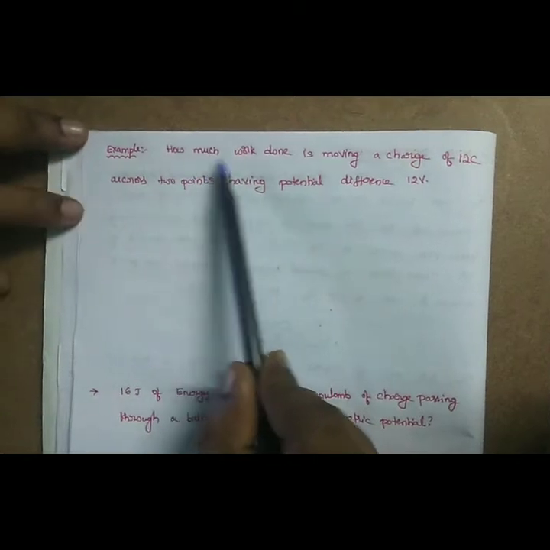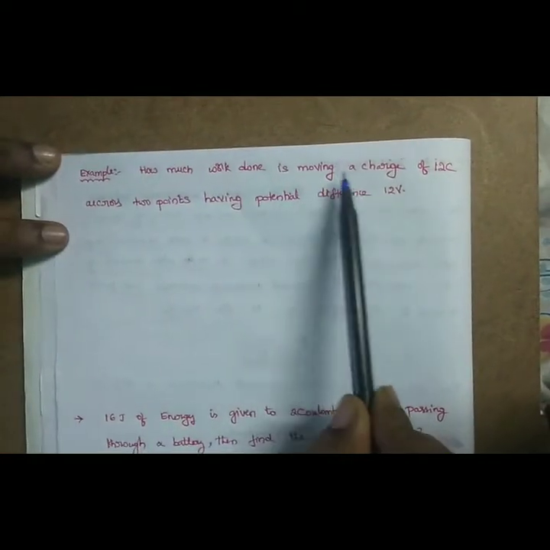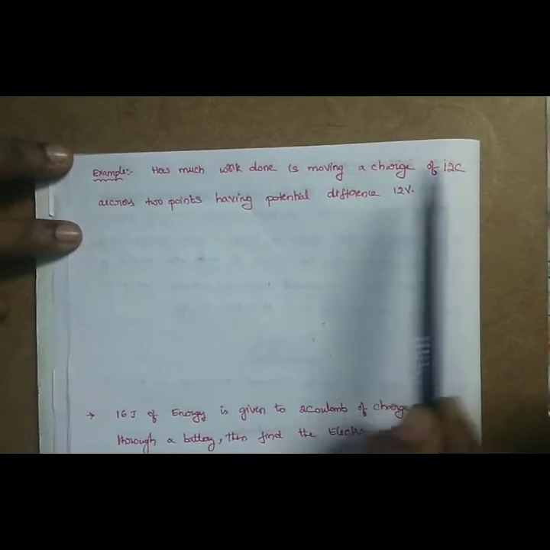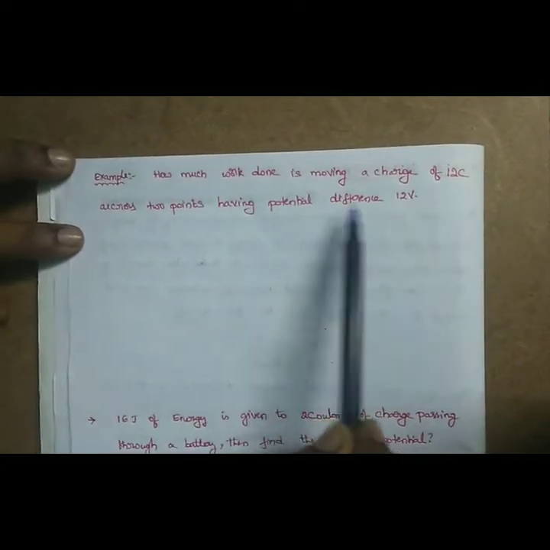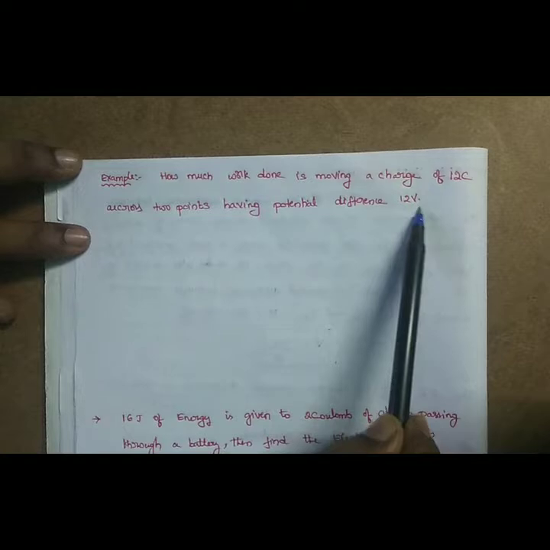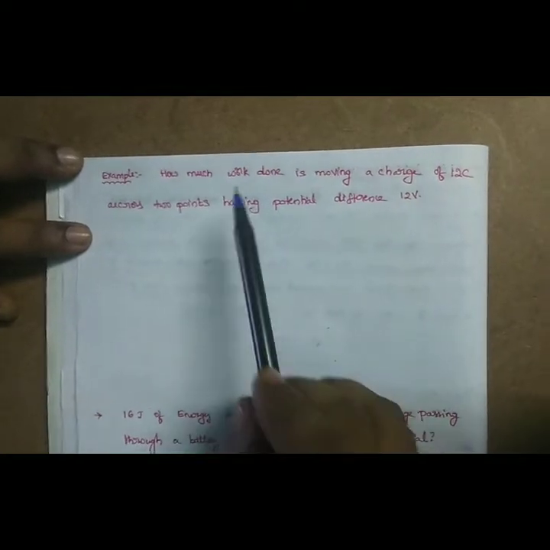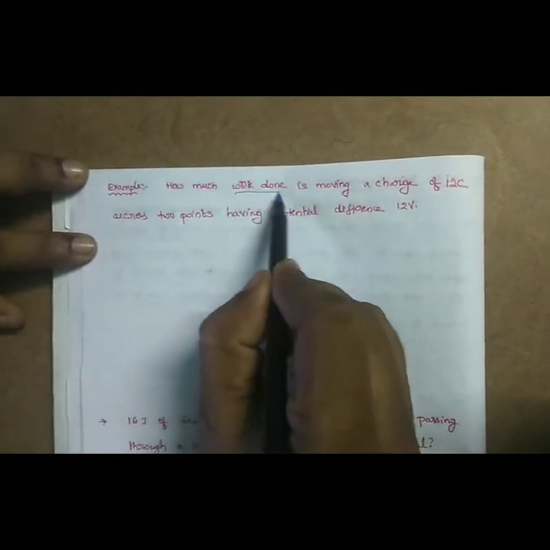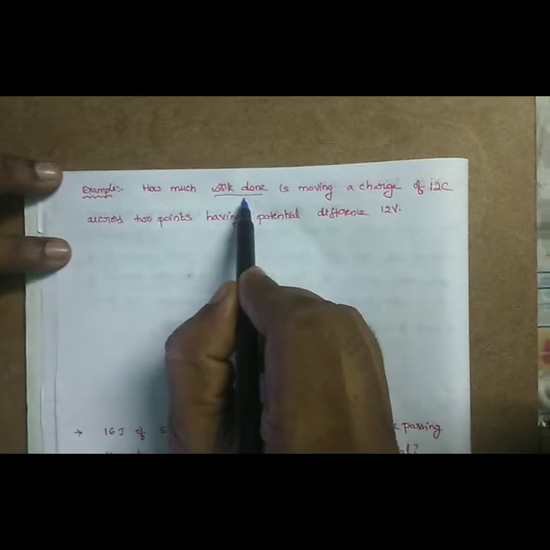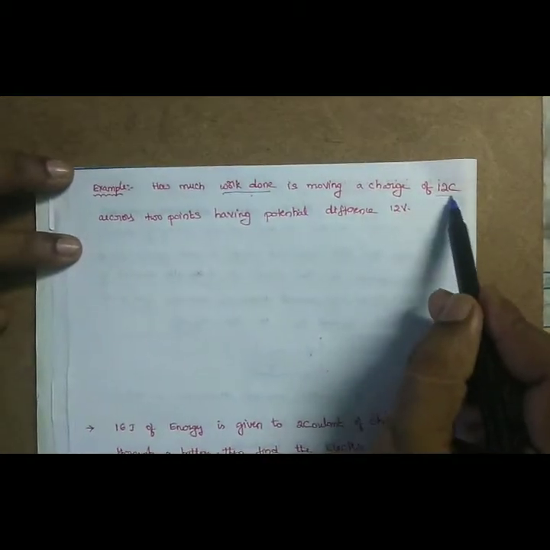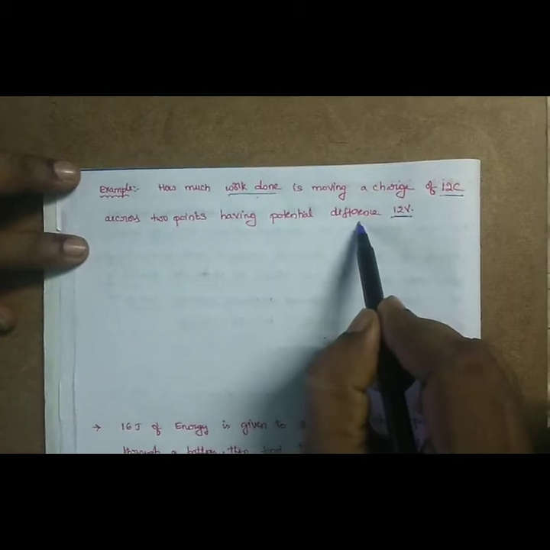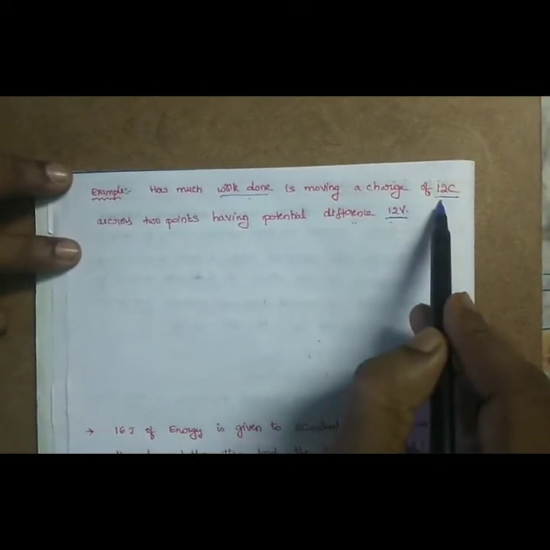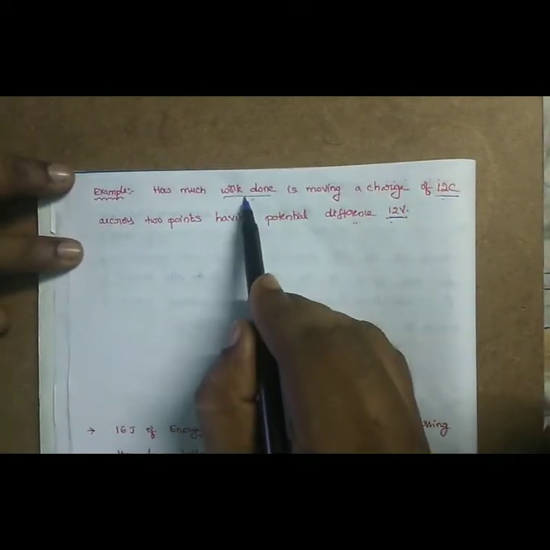Example: how much work is done in moving a charge of 12 coulombs across two points having a potential difference of 12 volts? So in this problem, we can find the work done. What is given here? 12 coulombs of charge and 12 volts of potential difference. So we can find the work done.